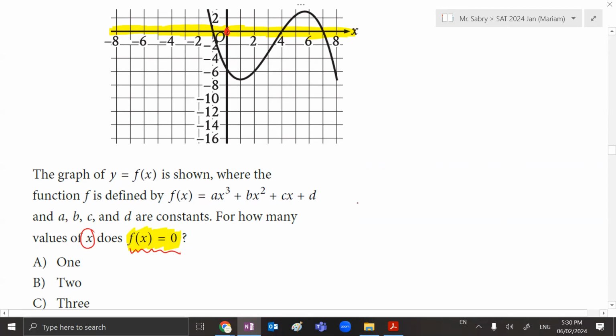So how many x's happen when y is 0? How can you tell? 3? Yes, why? Because the graph intersects the x-axis 3 times.